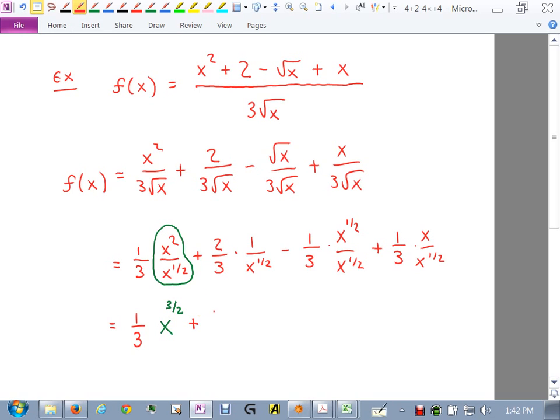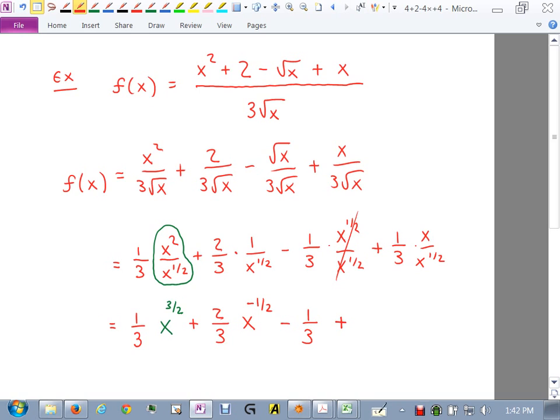plus 2/3. How can I rewrite this one? Right here. X to the negative half minus 1/3. How do I rewrite this? Just 1, right? They cancel out. They're the same thing, right? Anything over itself is a 1, so that's just going to become 1/3.